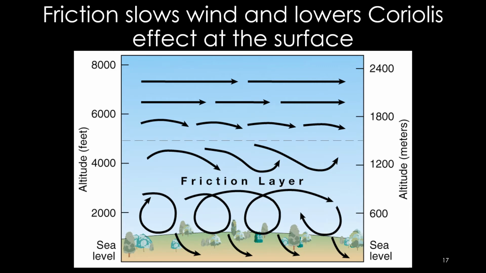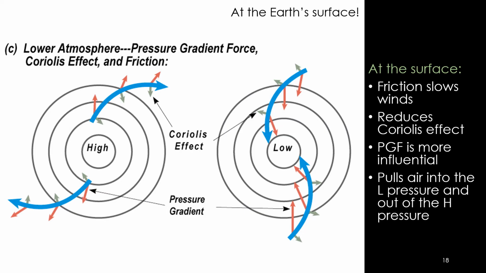At the Earth's surface, friction also has an influence on the wind. As the wind moves over the Earth's surface, friction will slow that wind down, and it lowers the Coriolis effect. So when we combine all three forces at work here, this is what we end up with.